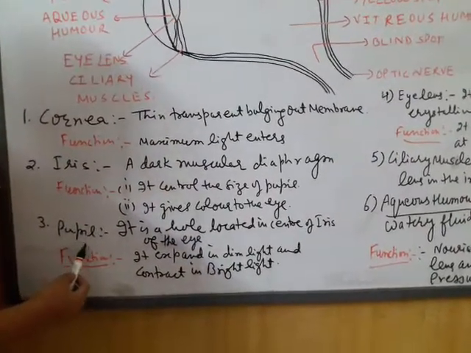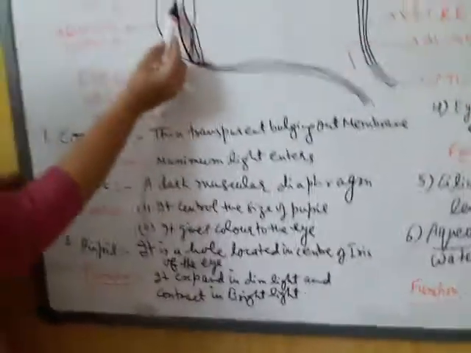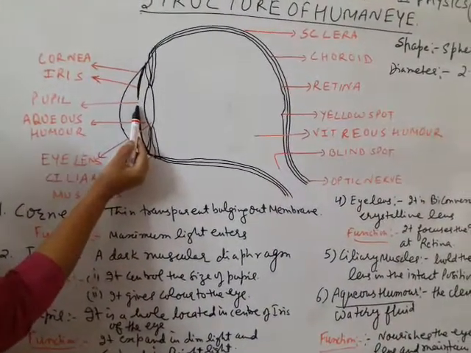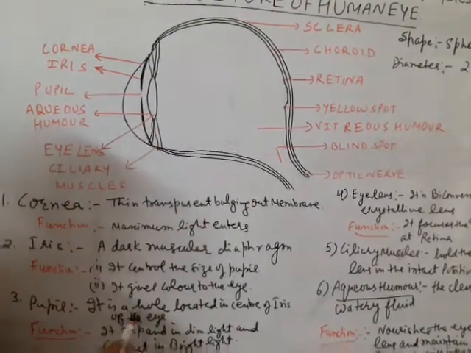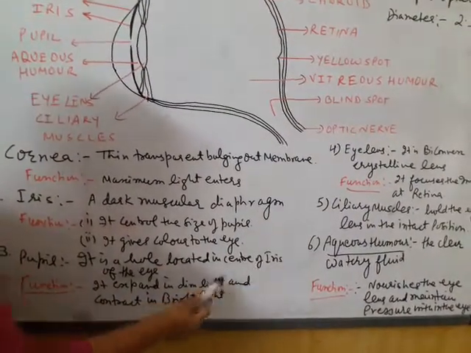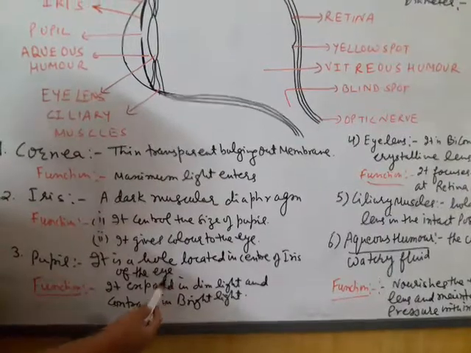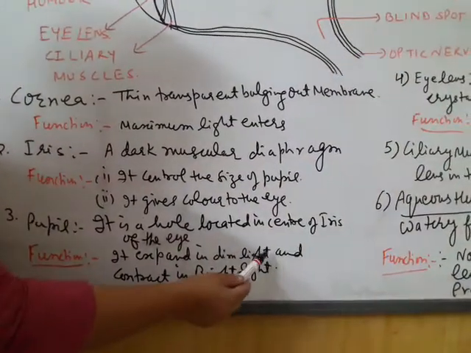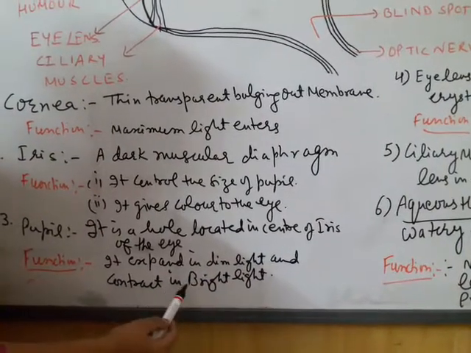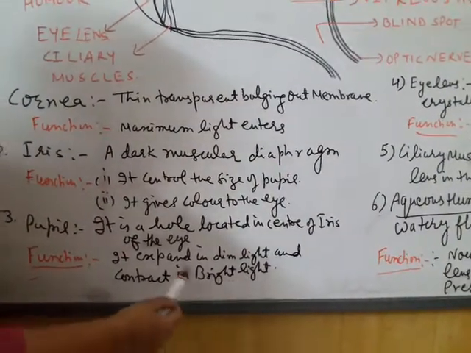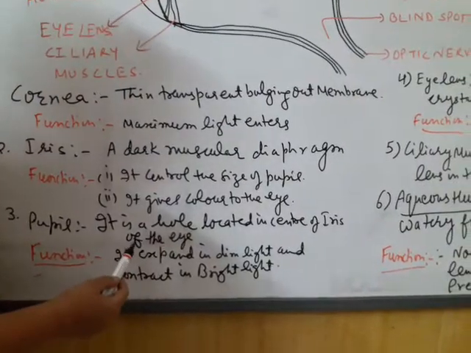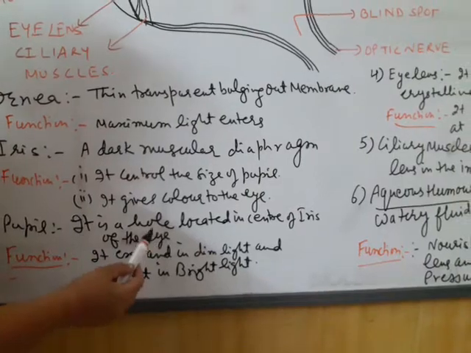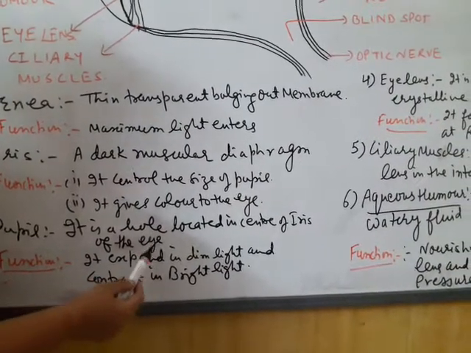Third is pupil. Look here. Pupil is a hole. It is a black hole located in the center of the iris of the eye. The function of the pupil is that it expands in dim light and contracts in bright light. It is black in color because light enters through it and is absorbed by the tissue present in the eye.